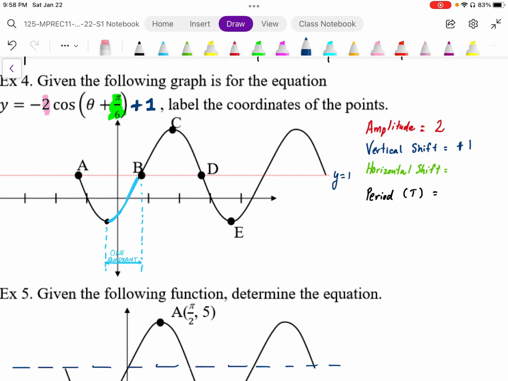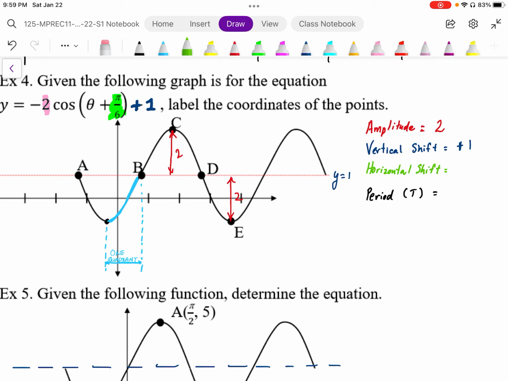Okay? We also know that the distance from the middle to the top, that's our amplitude of 2. I'm just going to draw that in red. We know that this distance is going to be 2. So we can locate the y coordinates of the c value and the e value here by starting at plus 1, and we're going to go up and down 2.